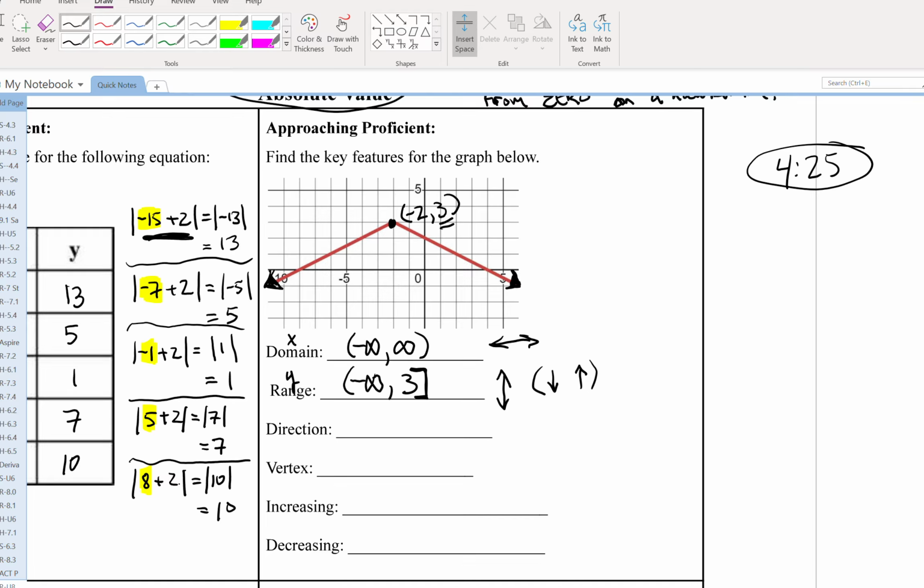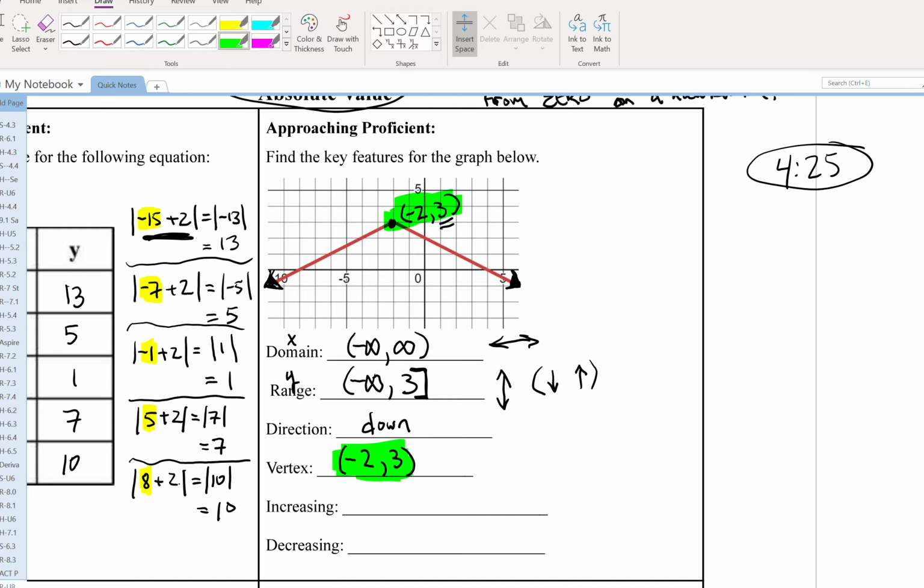Now, direction, how does this open? Well, it's opening down. If it was like this, it would be opening up. All right, vertex. I already listed it out there. It's the highest point or the lowest point, depending on if it opens up or down. This is -2, 3, so that's our vertex. It's this point right there.